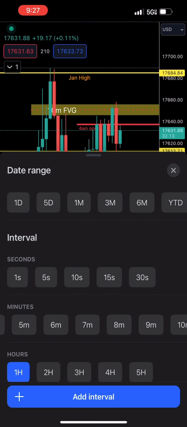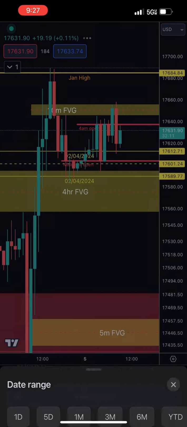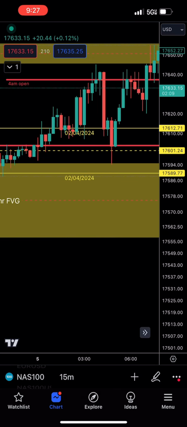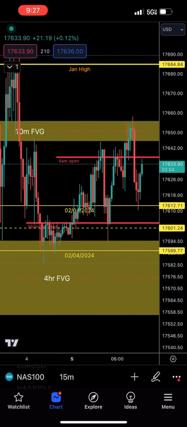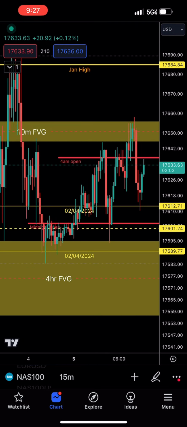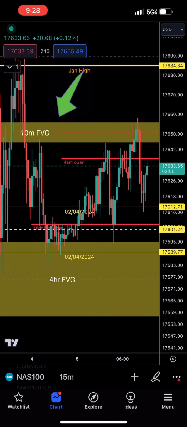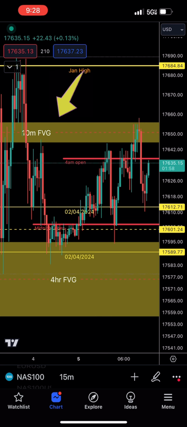Okay, so as you guys can see right here, there's a 10-minute fair value gap on my screen right now. Price is currently respecting this fair value gap. It is 9:27. The market is almost getting ready to open, and I'm looking at this 10-minute fair value gap because currently the market is respecting this.